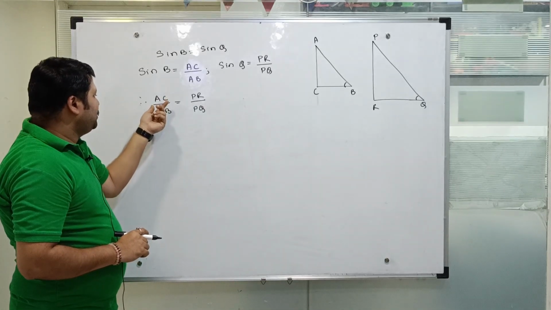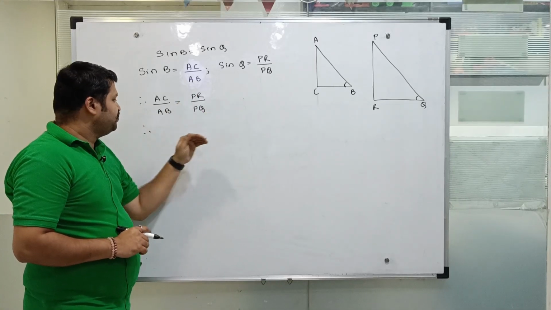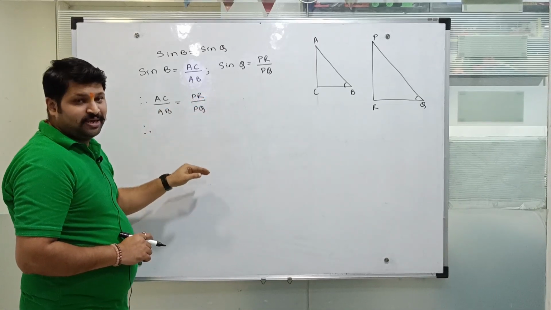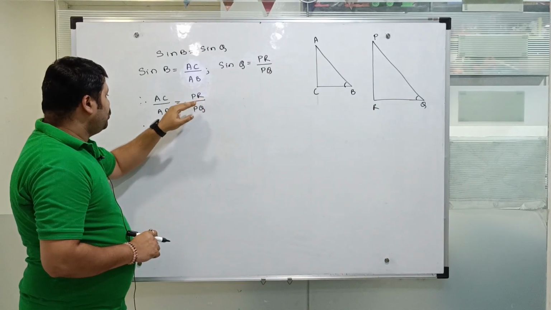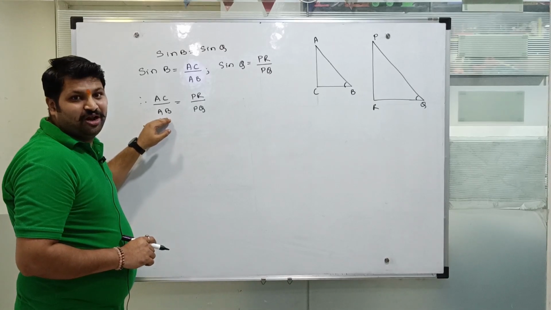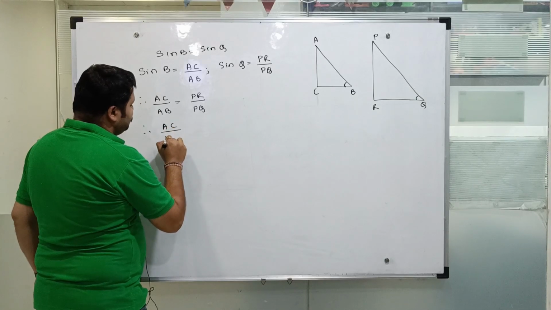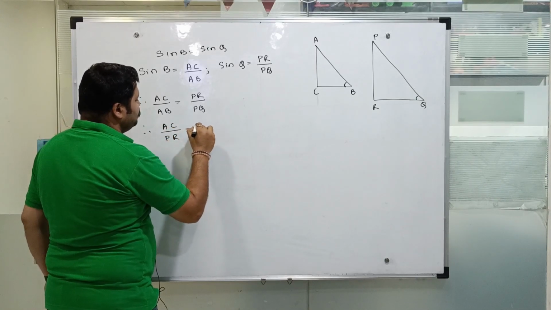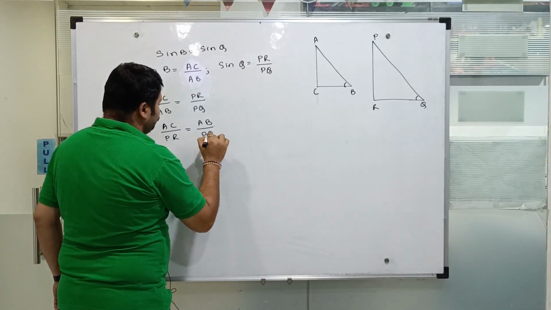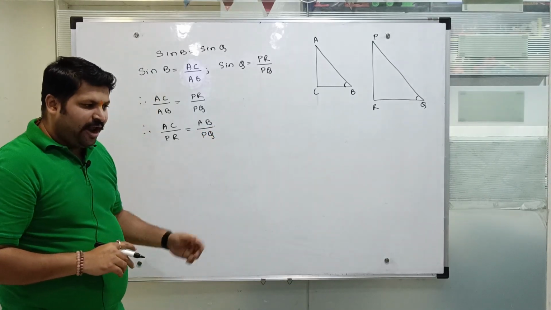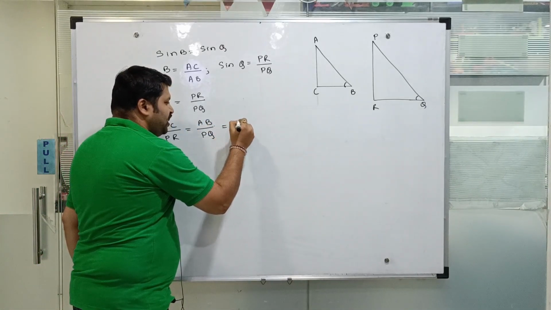Therefore, I can say that if I take this AB on the other side of equal to, it would come on the numerator side, and if I take this PR on this side, it would come on the denominator side. So I can say AC upon PR is equal to AB upon PQ. And I would consider this ratio as equal to K.